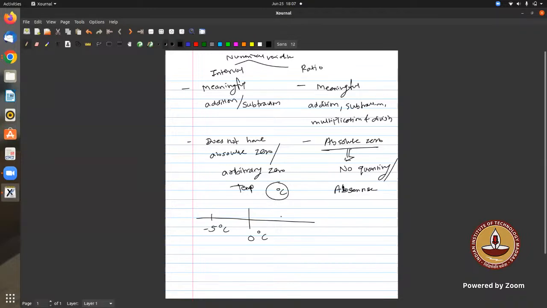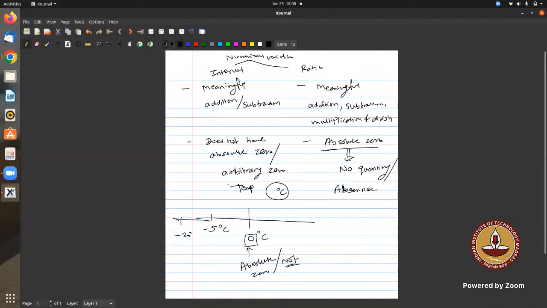Or lesser than that. So I can measure up to -20 or -30 degrees Celsius of temperature, for example. So let's say this zero here, is this an absolute zero or not? No, sir, it is not absolute. It is a freezing point, but there is still temperature present at that point.